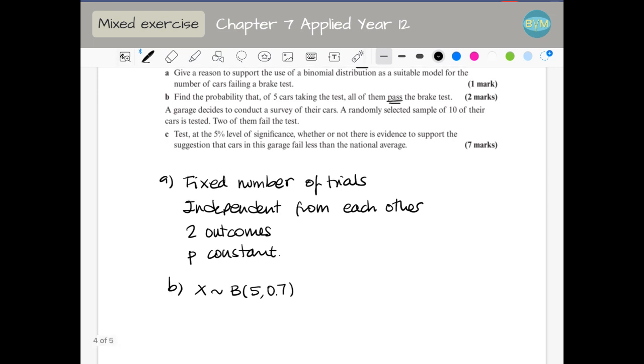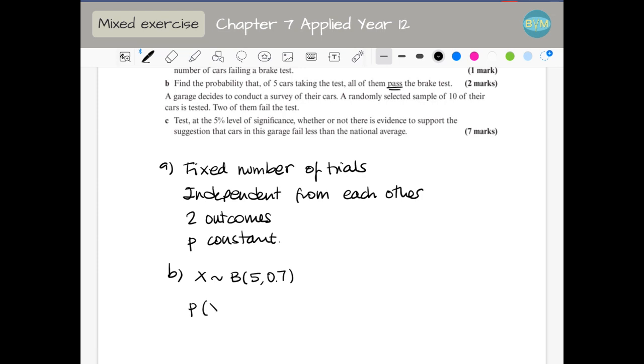So we need the probability of X being precisely 5. The probability of being 5 is going to be 0.16807. You can do this with the calculator: probability PD, n is 5, p is 0.7.